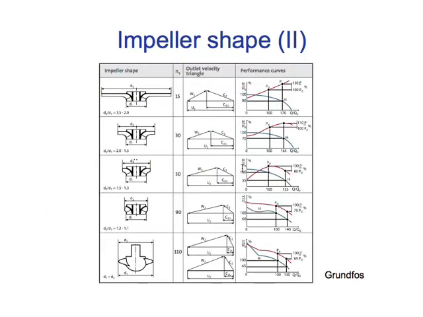In this slide we can see different impeller designs in the left column. We notice each design has a different velocity triangle and thus different performance curves. By just changing one of the geometric values of this impeller, you can alter completely the design of the pump.